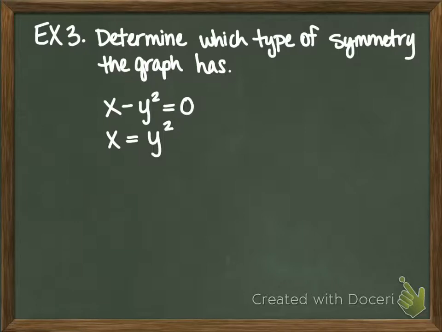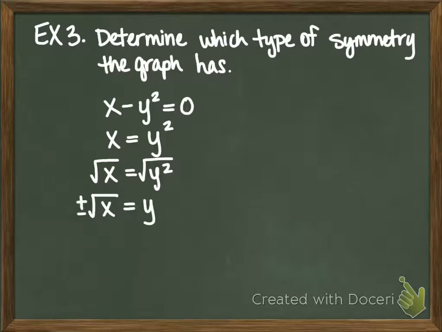I want to get rid of the square, so I'm going to take the square root of both sides. And remember, when you take the square root, it's positive and negative. So y is the positive and negative square root of x. So I'm going to make a table of values, so I can determine what type of symmetry this graph has. So let's think about this.